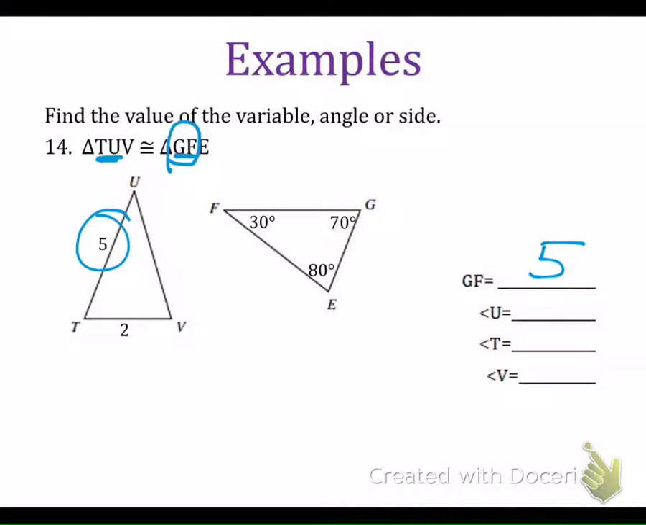Now I'm looking for angle U. Angle U is in the first triangle. It's the middle letter. So it should match up with F. How big is angle F? 30 degrees. Next I'm looking for T. T is the first. So it should go with G, which is 70, which leaves us with what for my last angle? 80, and you can double check, are V and E in the same positions in the congruent statement? They are.